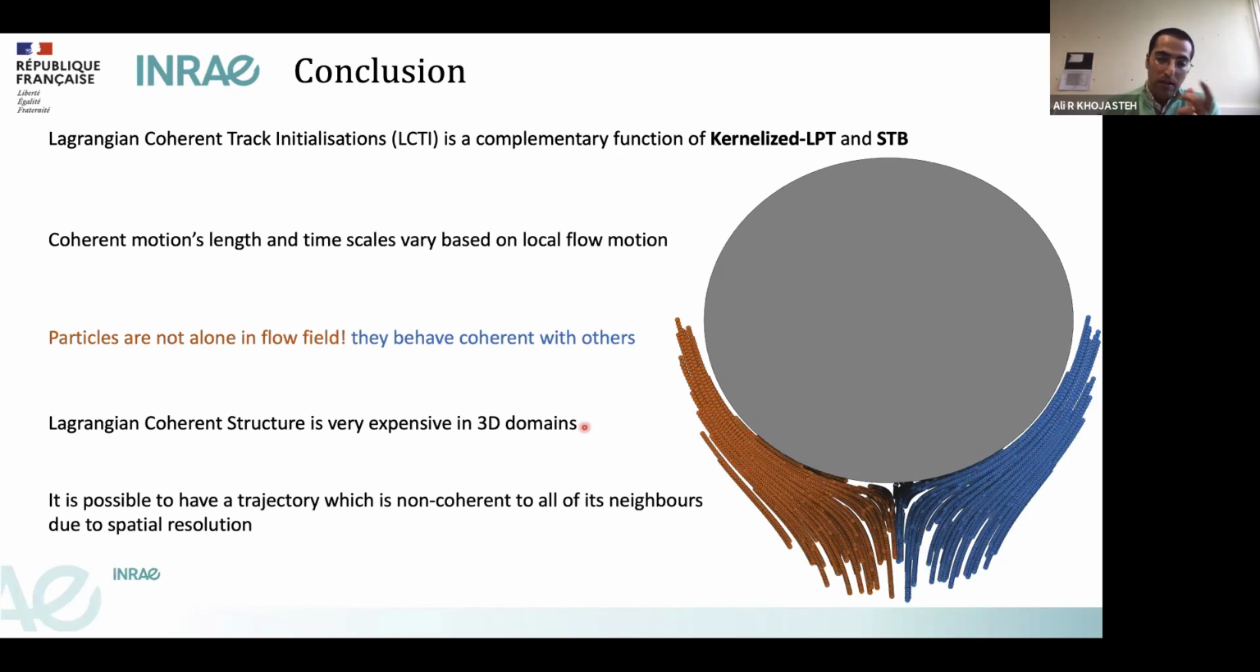LCTI or LCS by its nature is very expensive in 3D domains, but I would mention that this expensive computation is only for single core calculation. If you go for GPU-based algorithms, I'm quite sure the cost would drop dramatically. Also, it's important to know that it's possible to have some trajectories alone inside your domain, because, as I said, your particles per Kolmogorov scale and spatial resolution are not good enough, so you miss some small scale coherencies. But as long as you have coherent motions, you can use the advantage of that.